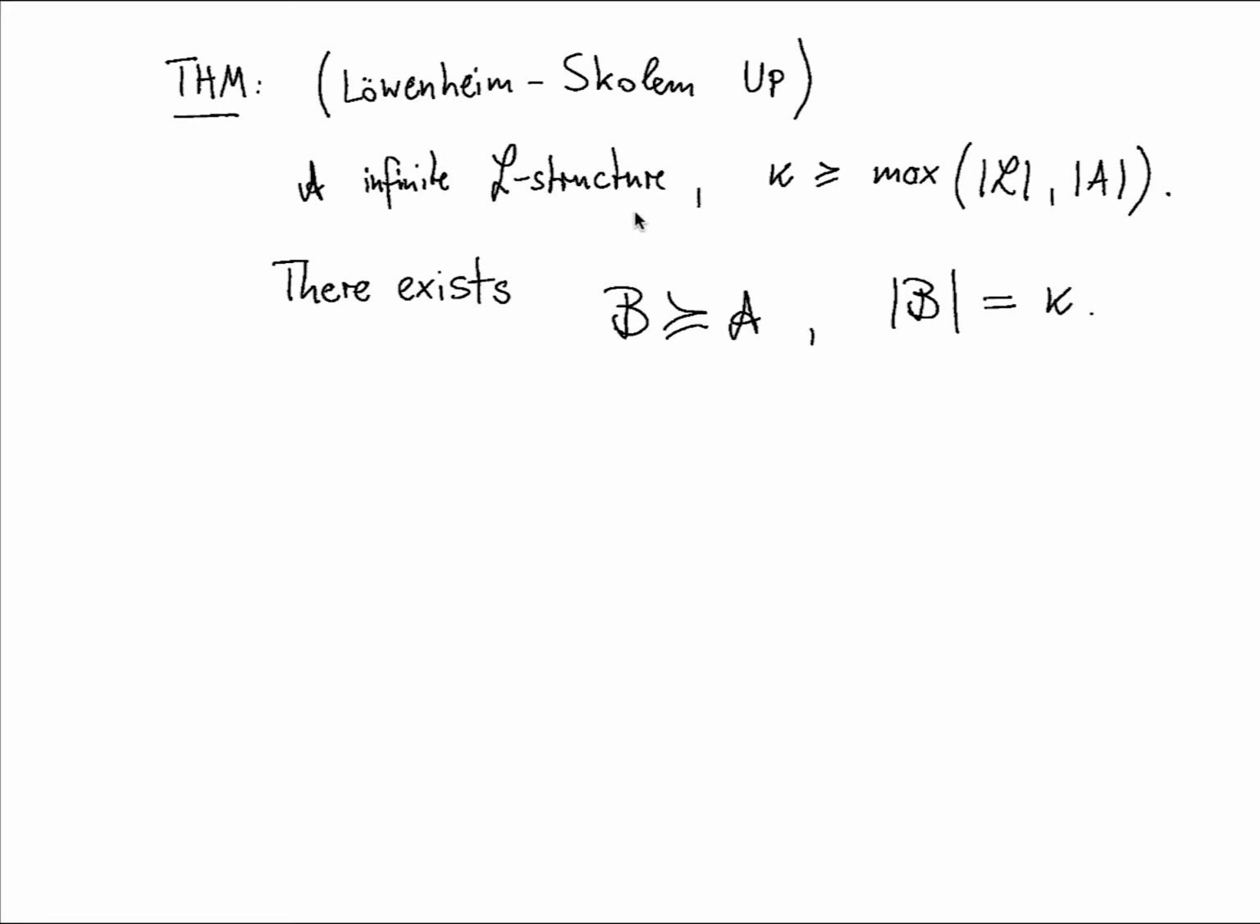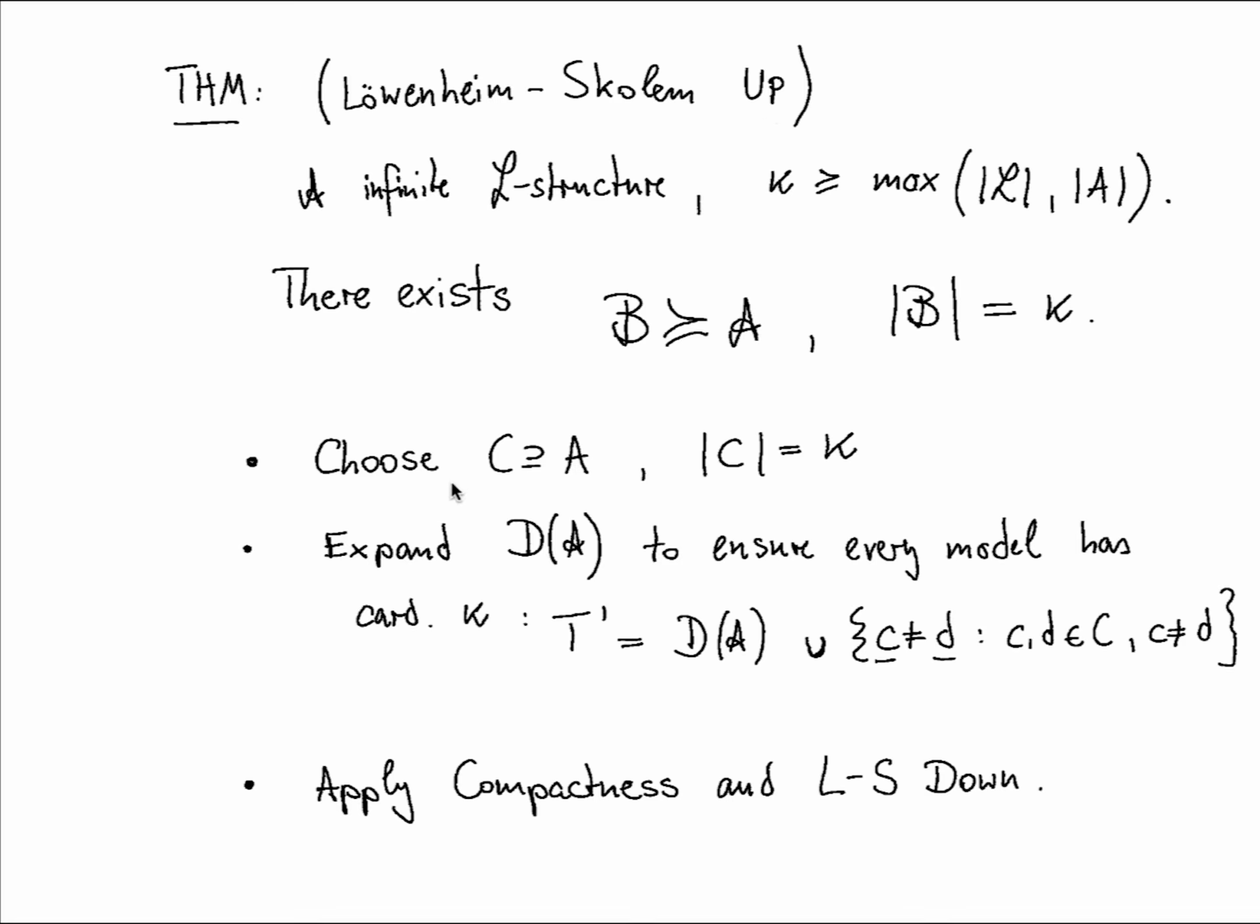Just as we can go downward in cardinality, there's an upward version of the Löwenheim-Skolem theorem that tells us we can find an elementary extension of arbitrary cardinality, given that this cardinality is greater than both the cardinality of the language and the cardinality of the structure. The proof of this upward version is a combination of the diagram method and the compactness theorem. We start by picking an arbitrary set C that extends the universe of A, of the desired cardinality. Now we take the elementary diagram of A. Remember that we were able to characterize elementary extensions as models of that elementary diagram.